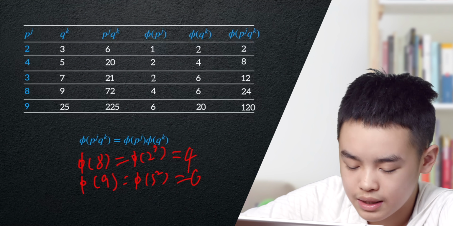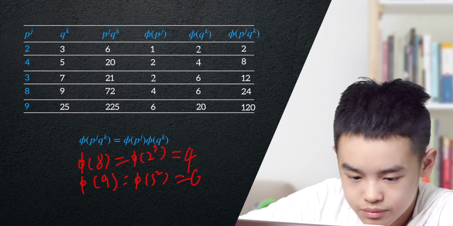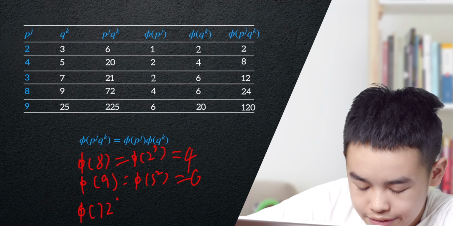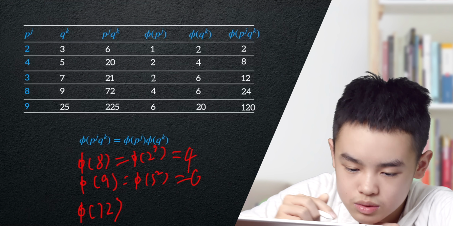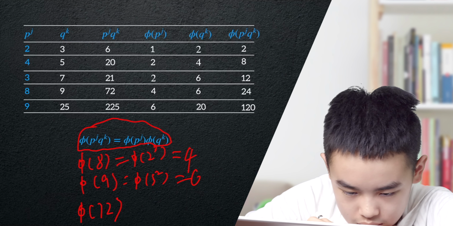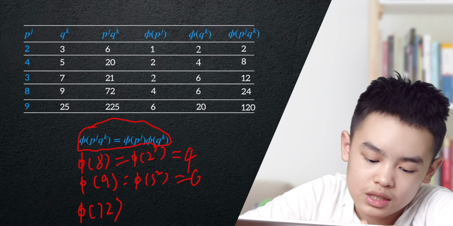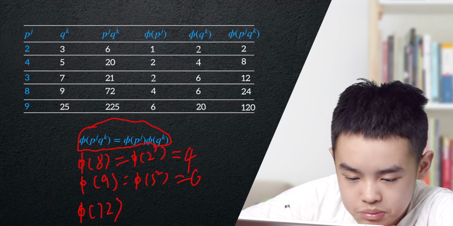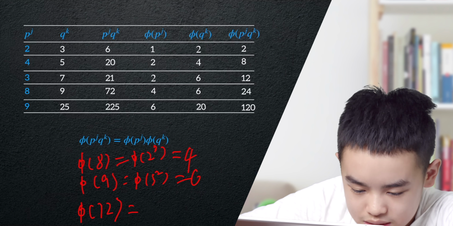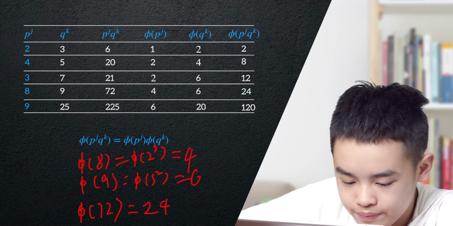Using the same tactic, we find that phi 9 is 9 minus 3, which is 6. Then we can find phi 72. Now, if we do not use this method, it will cost us a very long time to calculate this small number, but using that method, it will be very easy. 4 times 6, which is 24.